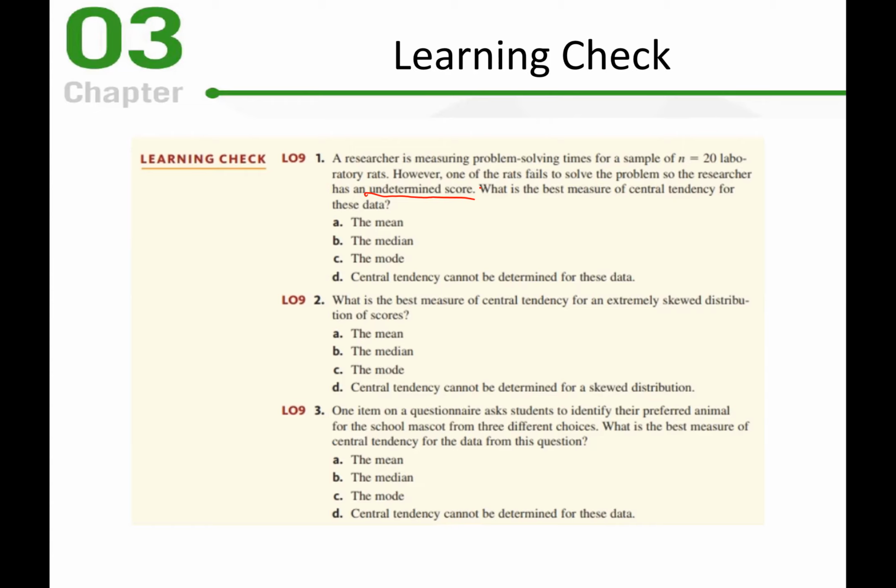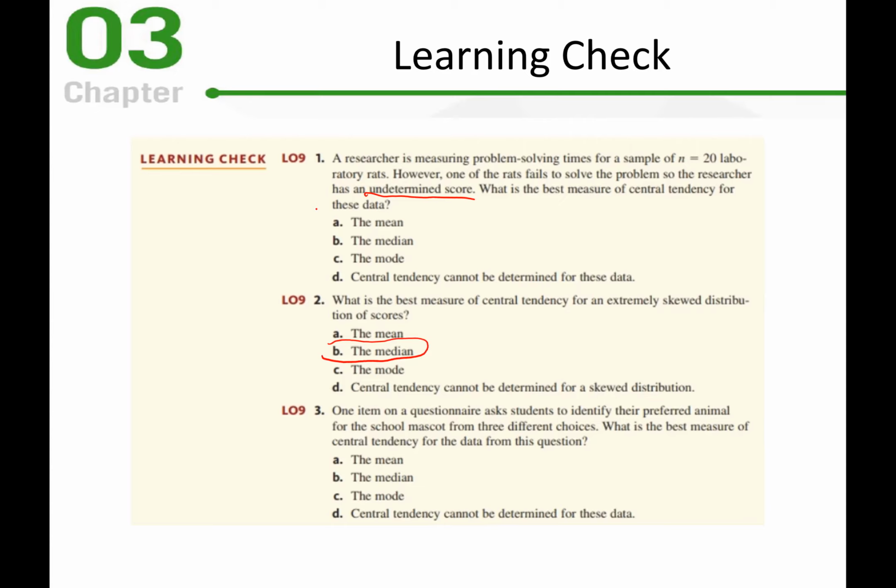Number 2, what is the best measure of central tendency for an extremely skewed distribution of scores? That too is going to be the median, for the same reasons I outlined for the first question.